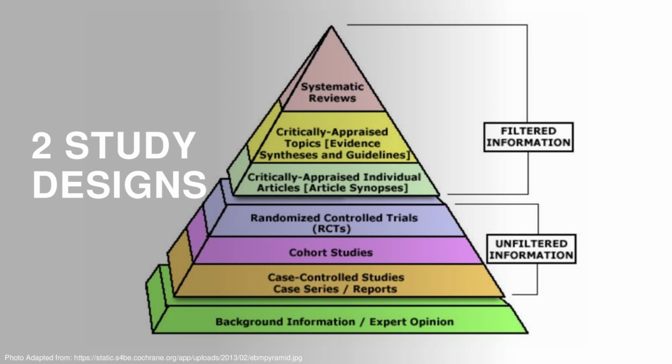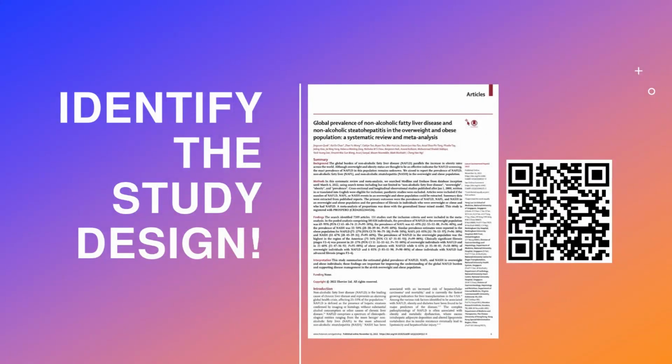Since we have gone through the types of study design available, let's go through some of my previous work and try to identify their study design. You can scan the QR code on the slide to get the full text article. First of all, we have Global prevalence of non-alcoholic fatty liver disease and non-alcoholic steatohepatitis in the overweight and obese population. Just pause the video and have a think about it, and we'll be talking about the answer in a bit.